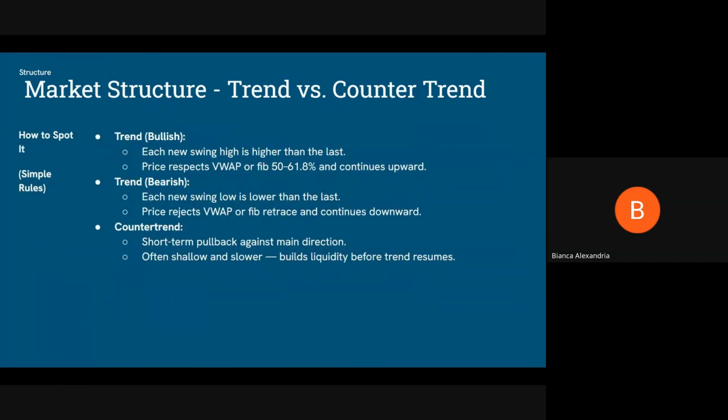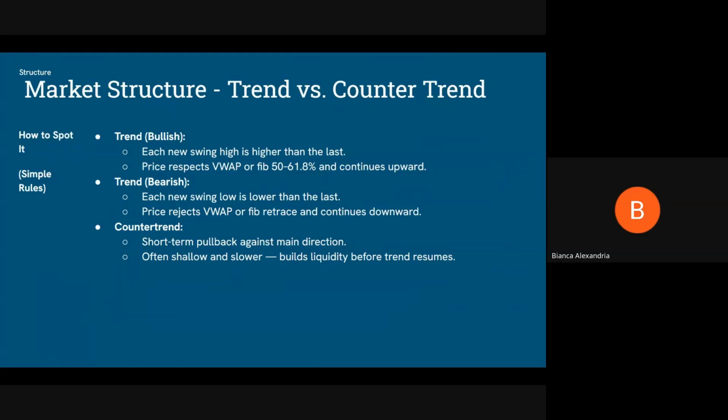All right, so next, the way to spot this is pretty simple, and I have examples in the next slide. Each new swing high is higher than the last, and then it respects the VWAP, which we'll talk about shortly, or the fib, which is the 50% of a range to the 61.8% of the range, and continues upward.